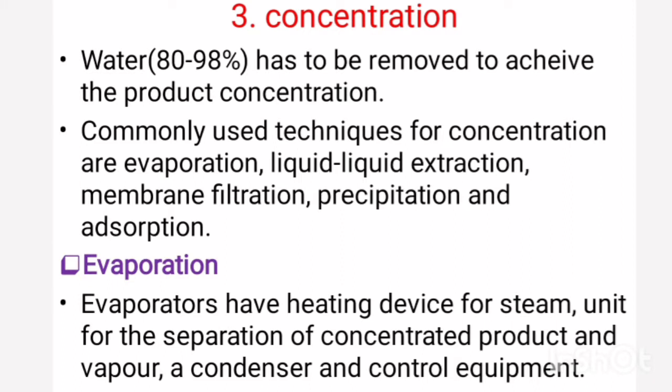Third step in the downstream processing is the concentration. The filtrate that is free from suspended particles contains 80 to 98% of water. That is, the product is a very minor constituent. The water must be removed to achieve the product concentration. The commonly used methods for the concentration of products are evaporation, liquid extraction, precipitation, membrane filtration, and adsorption.